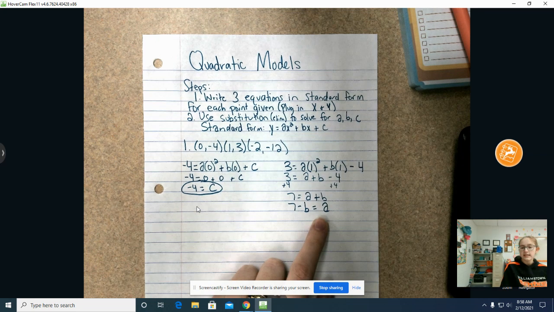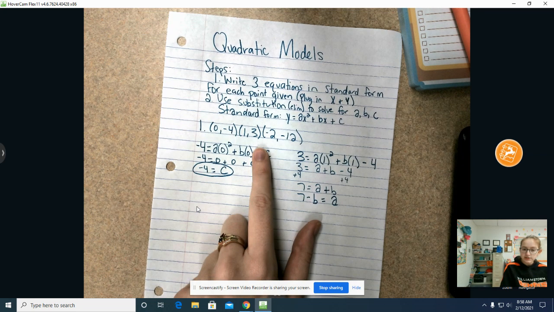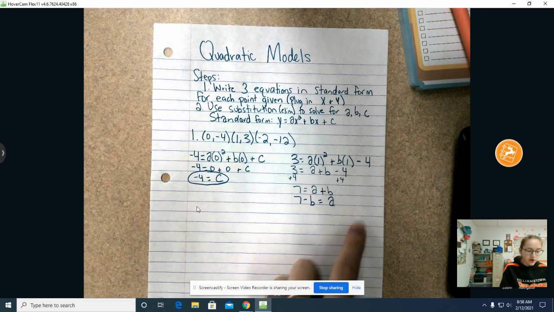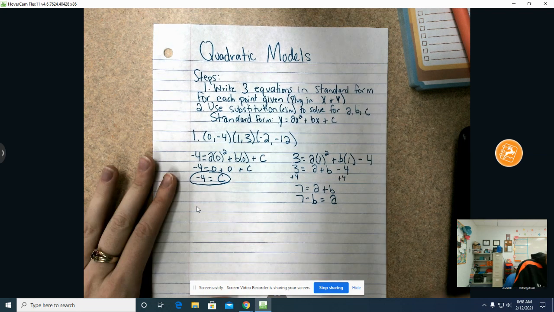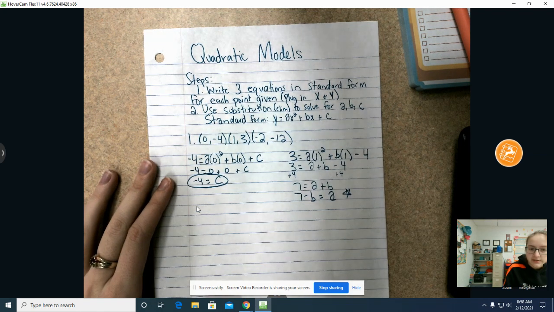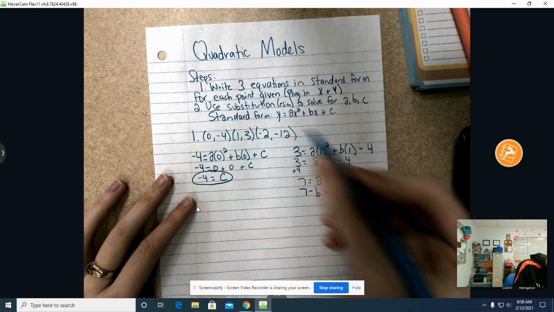If you get an equation like this, that means you're going to have to use the information you get in your next equation in order to solve for this one. So we're going to star this because it's important. We're going to have to come back to it. And then we'll move on to our last one.